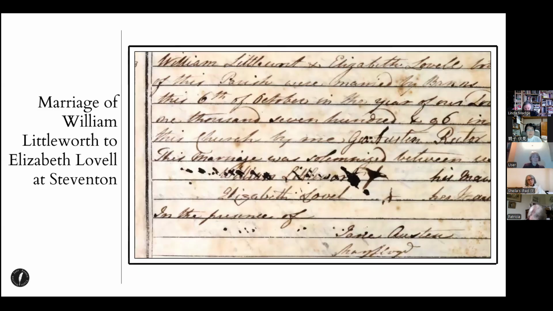Our research revealed that on the 6th of October, 1796, Jane Austen, along with her future sister-in-law Mary Lloyd, witnessed the marriage of William Littleworth to Elizabeth Lovell at Steventon Church, and Jane's father performed the marriage service. This is a sure sign of the special bond between these families.